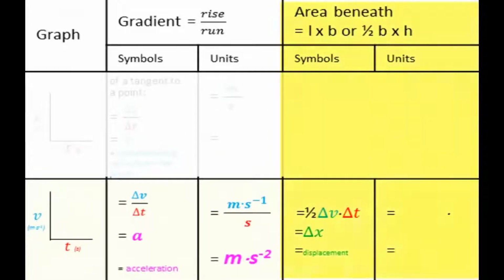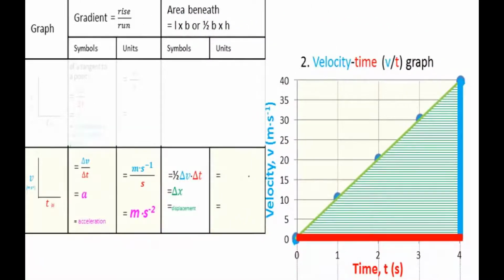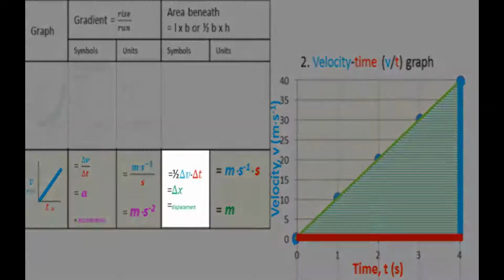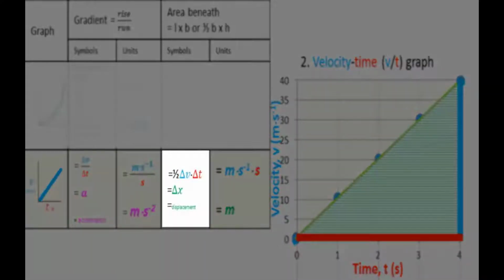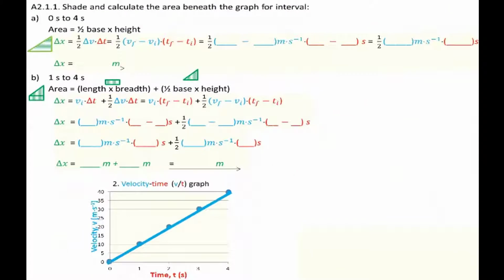What does the area underneath the velocity time graph mean? In this case, we have a triangle, so it's half base times height, which is half maximum velocity, which in this case equals average velocity, multiplied by time, in other words, displacement. Let's calculate the area beneath the graph for these two intervals.